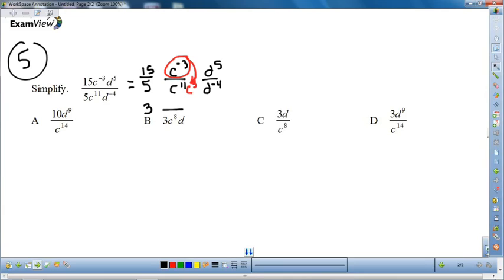So I'm going to have c to the 14 on the bottom. And then there's the invisible 1 on top. The d to the negative 4 is going to get moved to the top. So I'm going to go ahead and add the exponent. So I'm going to have d to the 9th. And there's an invisible 1 on the bottom. So if I multiply going across, I get 3d to the 9 over c to the 14.